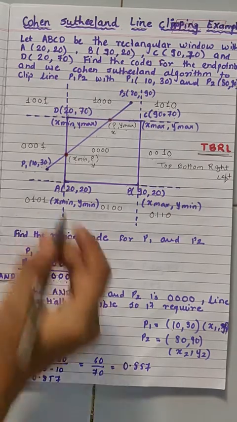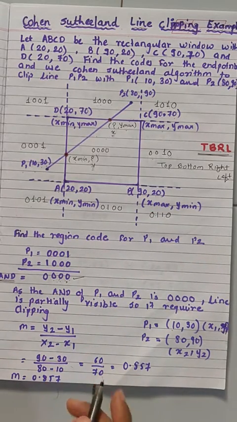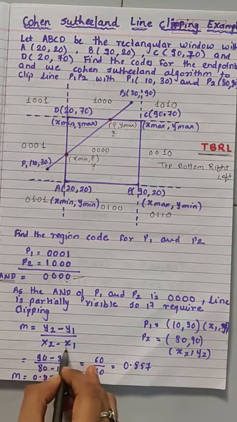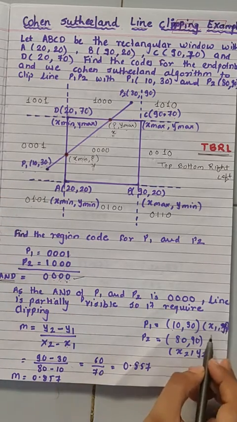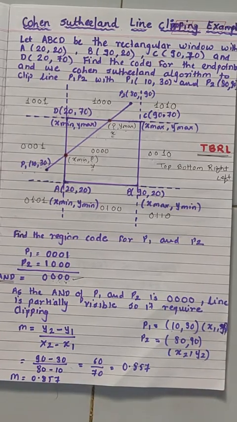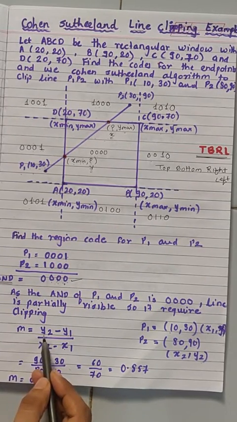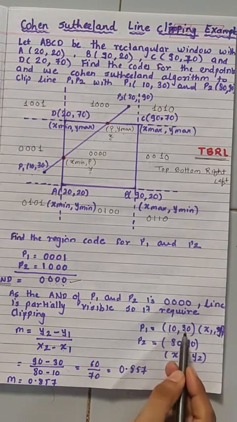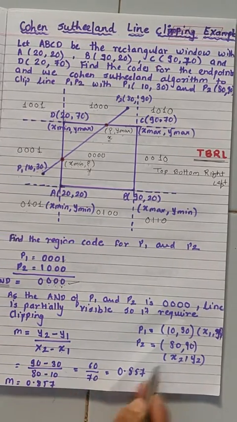For finding out the values of x and y, we have to find out the slope of this line. For finding the slope, the formula is y2 minus y1 divided by x2 minus x1. Now suppose we consider point P1 as x1, y1, and P2 as x2, y2. The value of y2 is 90 and the value of y1 is 30, and the value of x2 is 80 and the value of x1 is 10.